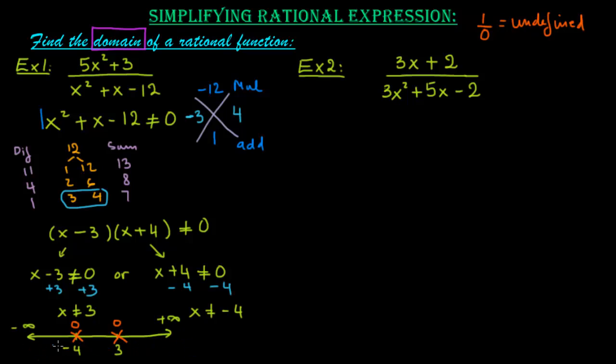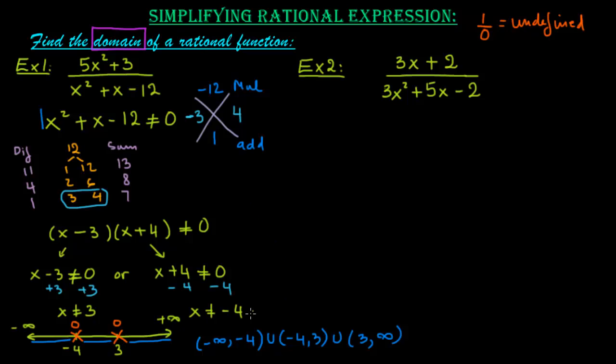So the answer in interval notation is negative infinity to negative 4 for this part, union negative 4 to 3 for this section, and from 3 to positive infinity, so union 3 to positive infinity. And that is the answer for problem 1.